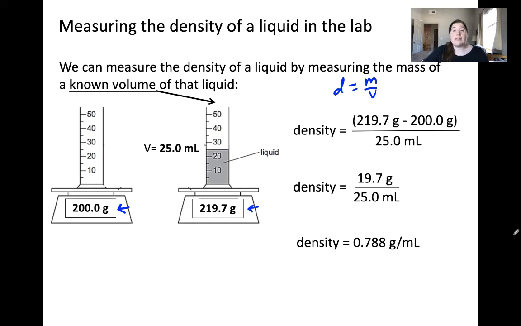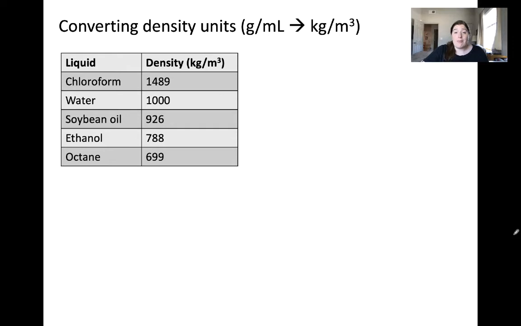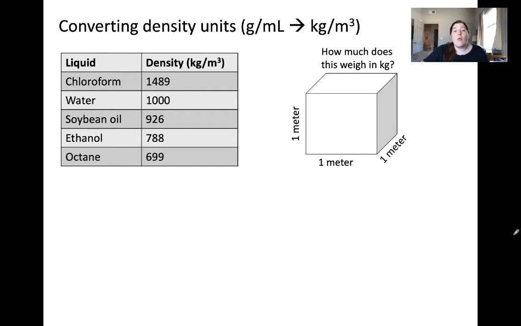If you were curious about determining the identity of this liquid, you could do so with a density table. Here's one example where densities are given in units of kilogram per meter cubed. But in the lab, we had to measure the units in terms of gram per milliliter. So we need to convert between gram per milliliter and kilogram per meter cubed. What a kilogram per meter cubed is in terms of a density unit is how much a meter cubed of a substance weighs in kilograms.